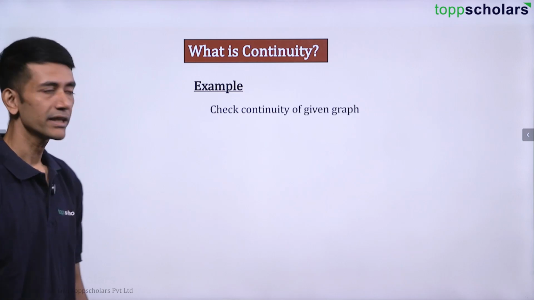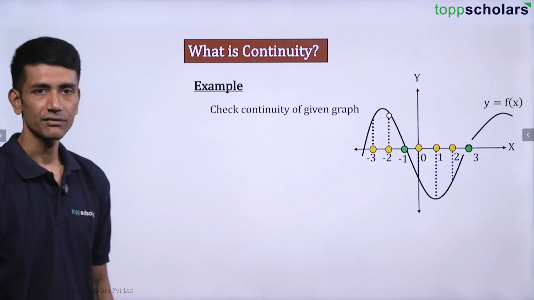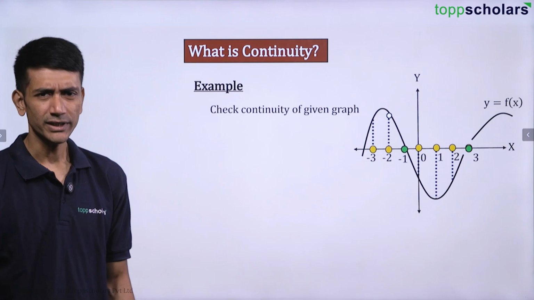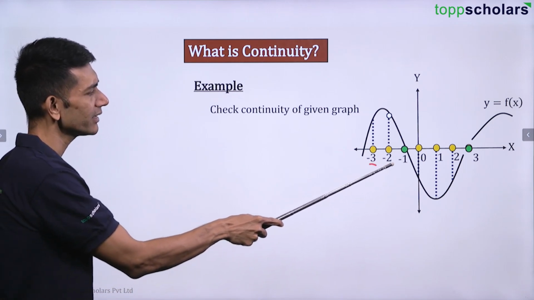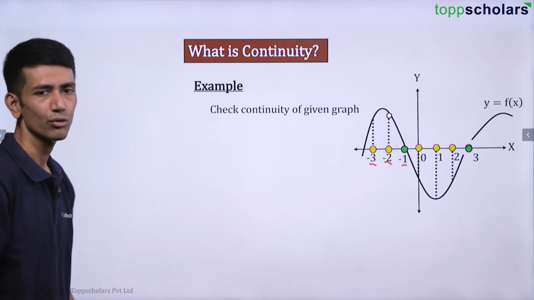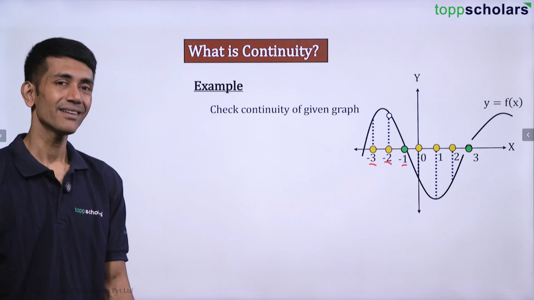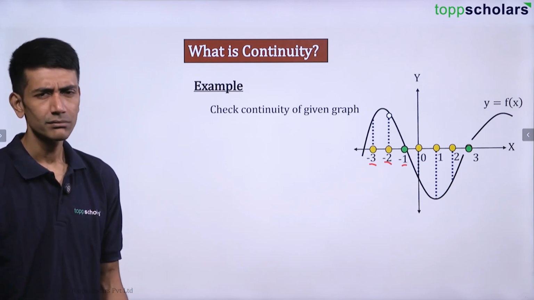Now, let us see an example. Check the continuity of the given graph. We are supposed to check the continuity of the graph. This is very simple. The graph is given. We are supposed to check whether the graph is continuous at x is equal to -3, -2, -1 and so on. Wherever you see breaks, there the graph is discontinuous. Wherever you see there is no break, the graph is continuous.